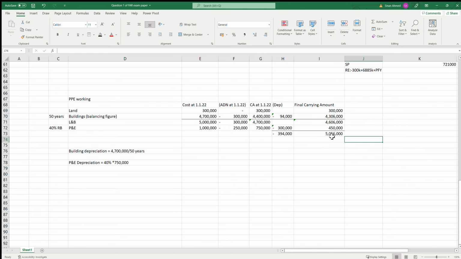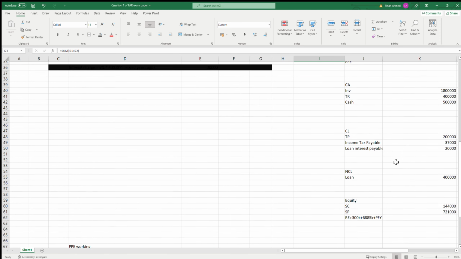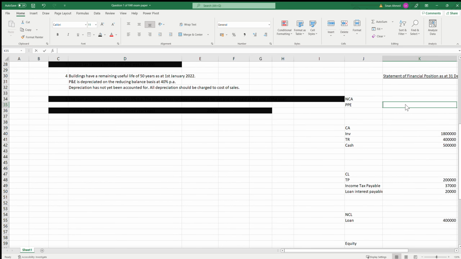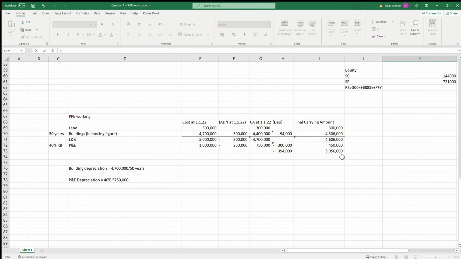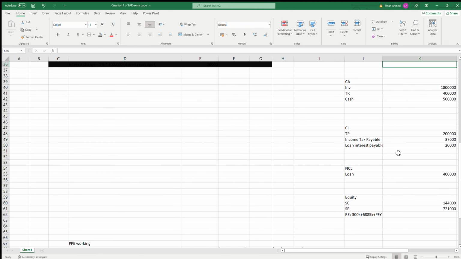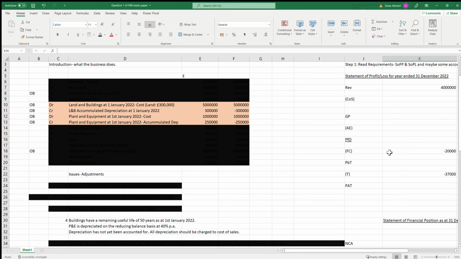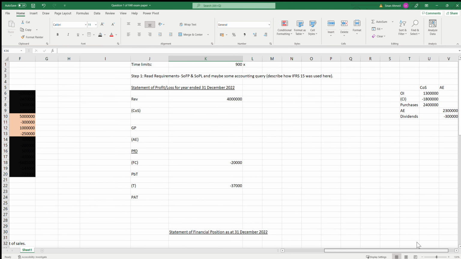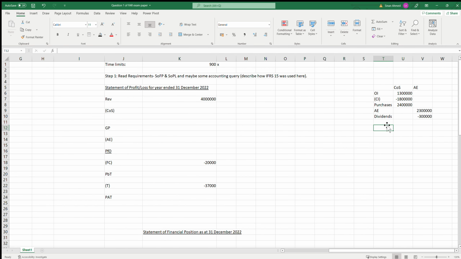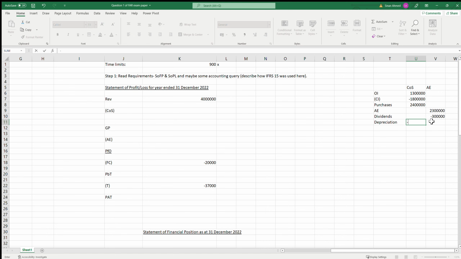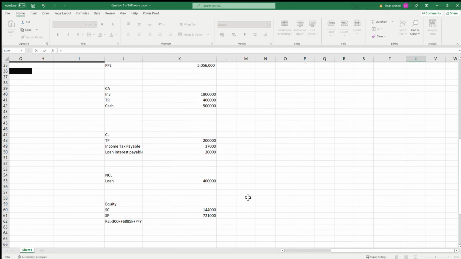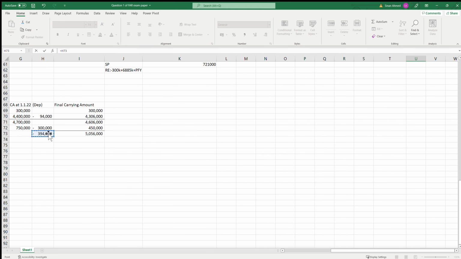Okay, so we've got our final PPE now. So we're going to put our PPE into here. So our PPE is going to feed into here. So that gives us that. But then what we need to do is put in our depreciation charge. Okay, so our depreciation goes into here. So I'm just going to put equals 394,000. Okay.